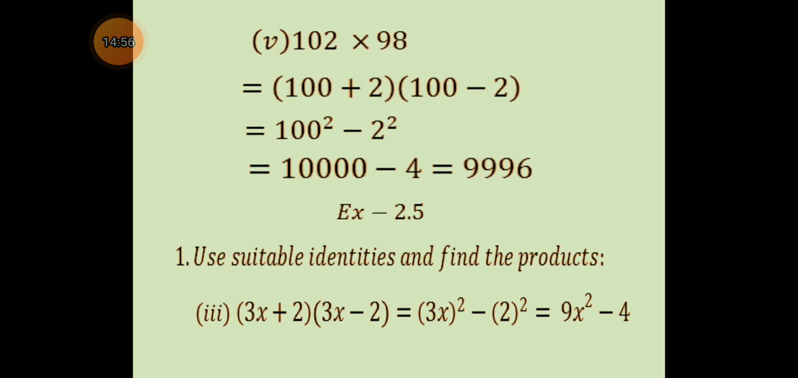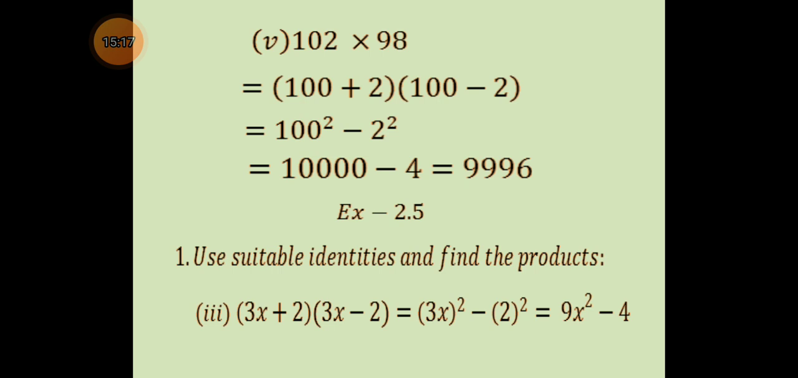Children, if you do the formal multiplication also, definitely you will get the same answer. In mathematics, whatever correct procedure you follow, you will get the same answer. But in this class, you are not supposed to do that. You are supposed to make the work easy and find the answer easily.